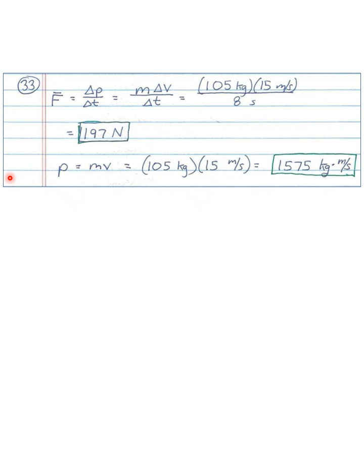The question then asks, what is the system's momentum at that time? Momentum is mass times velocity, so 105 kilograms times 15 meters per second, and we get 1575 kilograms meters per second.